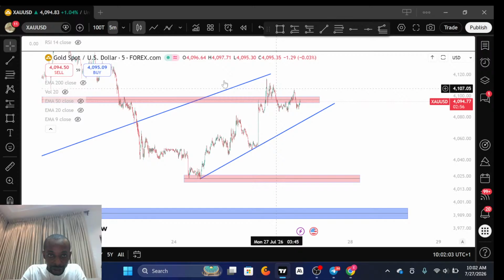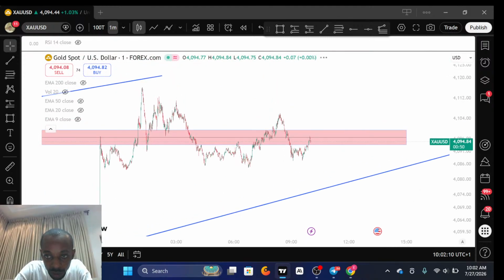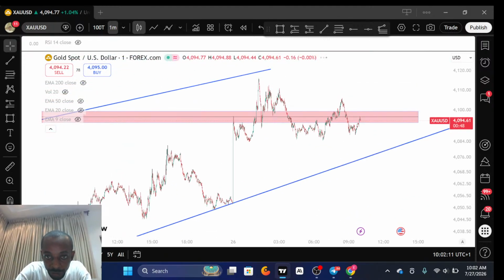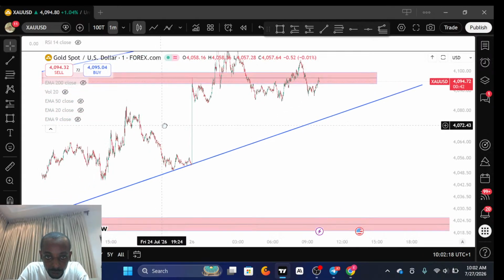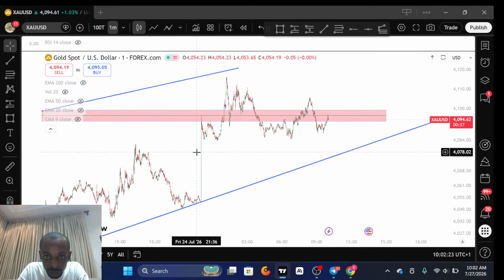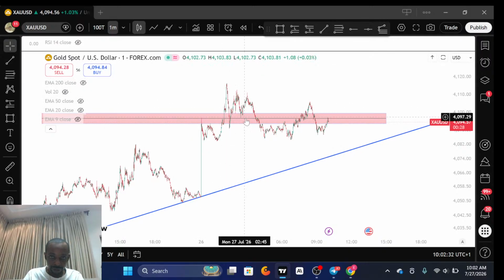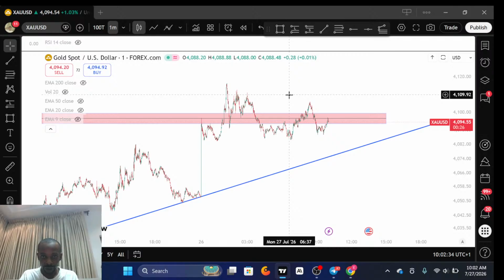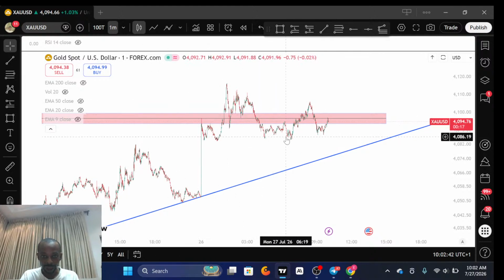So we're expecting a sell. So let's go to 1 minute time frame. With 1 minute time frame, what I'm seeing here, if you look very well, you see that we have a clear break of structure in the 5 minutes time frame. In the 1 minute time frame, clear break of structure, retest the support level.